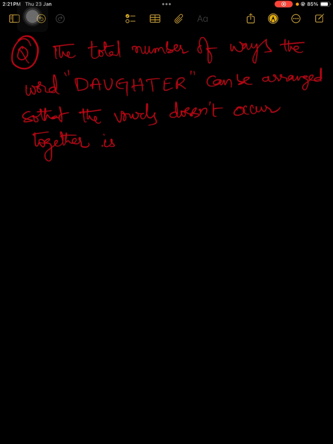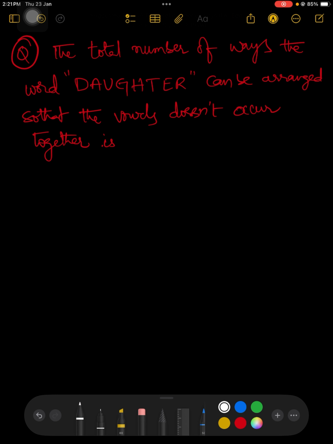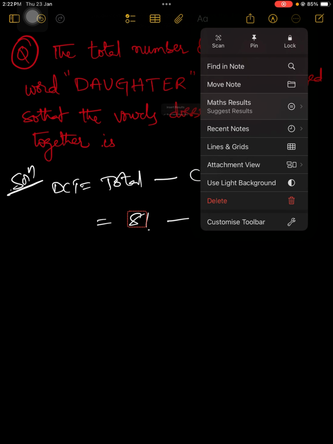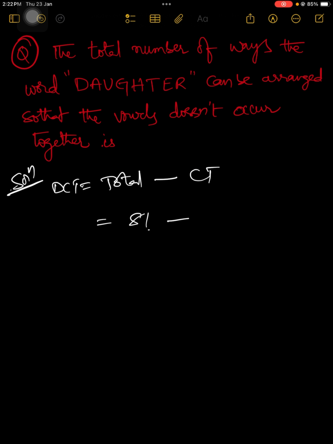Our next question is from permutations and combinations. The question is: the total number of ways the word DAUGHTER can be arranged so that the vowels do not occur together. So this question we can solve by using total minus come together, that is, total minus the arrangements where they come together.